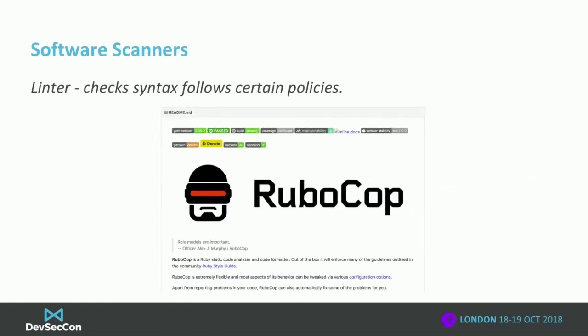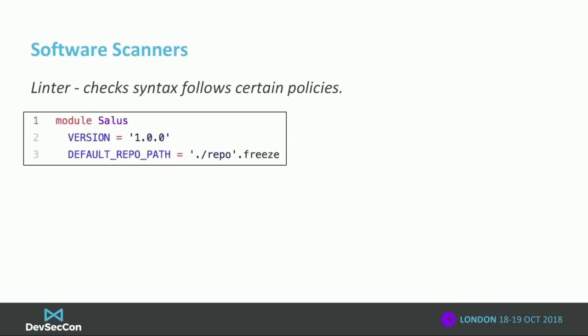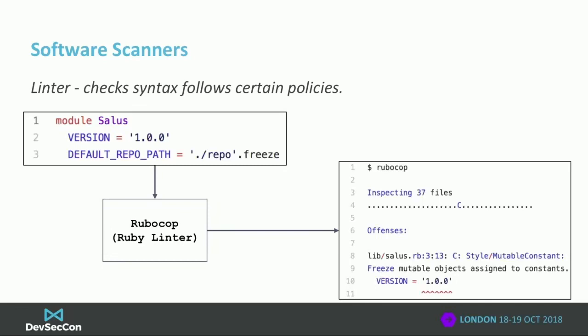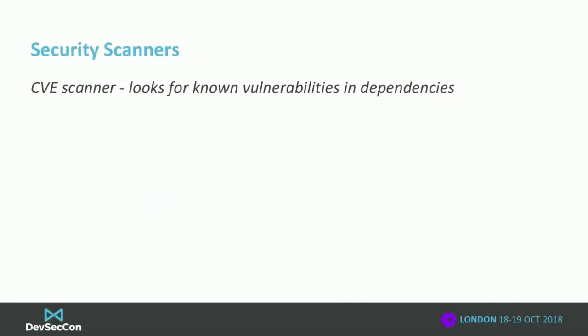There's a lot of Ruby at Coinbase, so a lot of my examples will be Ruby-based. Linters, not necessarily security related, are a type of scanner. RuboCop is sort of the go-to Ruby linter. You take some piece of code, this is actually some arbitrary piece out of Salus, and you put it through RuboCop. It will say, hey, this string here should be frozen because you're treating it as a constant, and it should be immutable. Go fix that, and then you have that feedback loop.